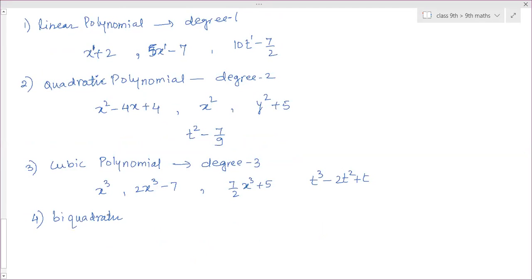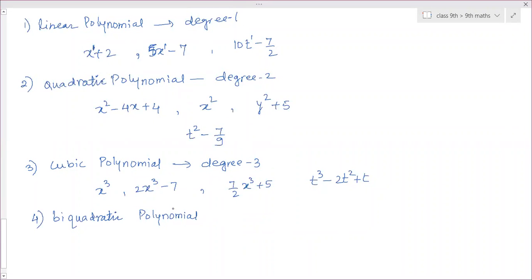Ma'am, it is not necessary that all the powers should be 2 or 3, like maximum power. Only the maximum power. Degree is what? Maximum power. So you are only checking that.